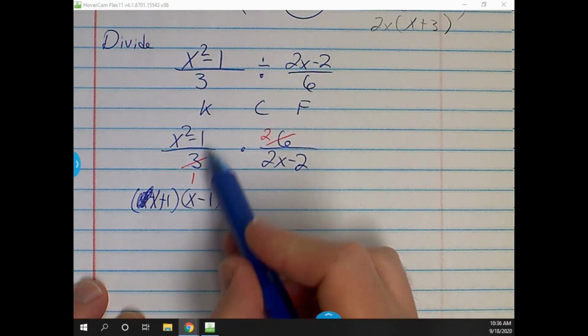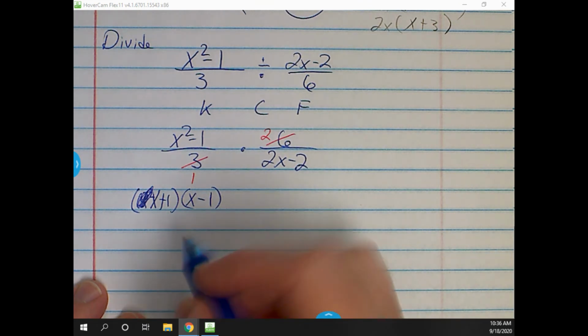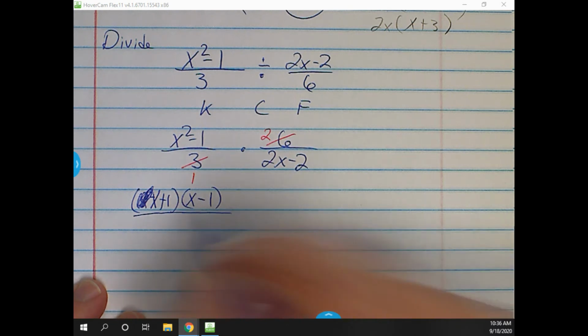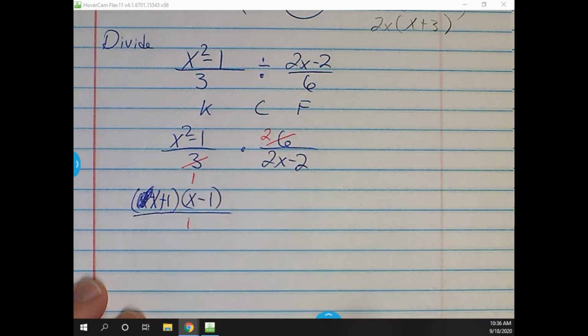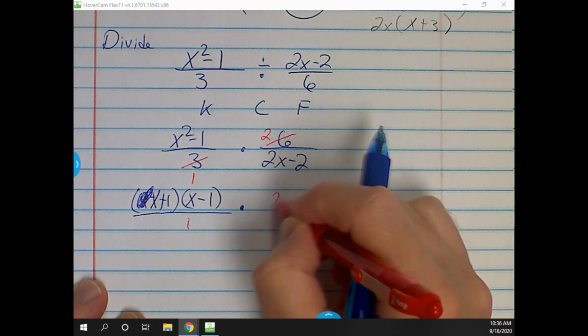What if that's a perfect square number that you can do 2 times 2 or 3 times 3 or 4 times 4 to get that number? That's that perfect square we're looking for. This one is over 1, so we'll put that 1 in there just for a placeholder for a little bit. Times, we've got the 2 that was up here for this one.